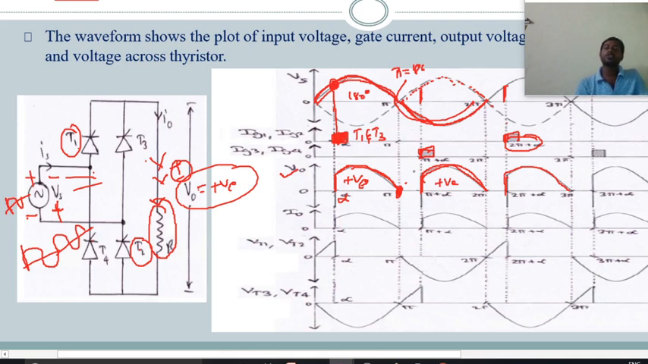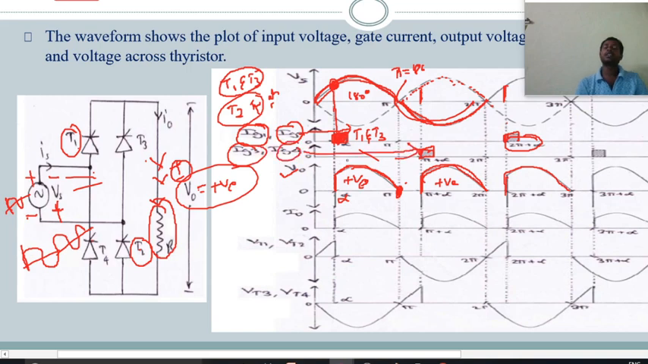And also we should keep in mind that firing angles must be given at the same instant. So T1 and T3 firing angles must be at the same degrees. And also for T2 and T4, the firing angle should be given at the same location. That's why these are the gate firing signals IG1 and IG2 for thyristors T1 and T3, IG3 and IG4 for thyristors T2 and T4. So let me erase.